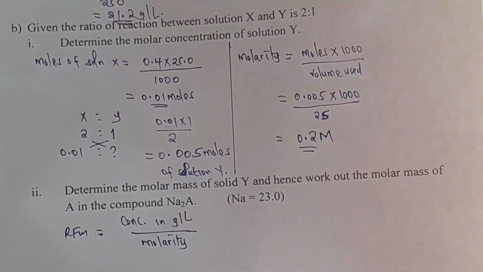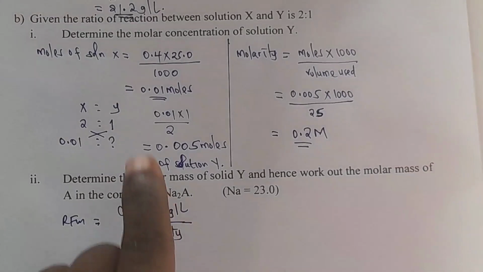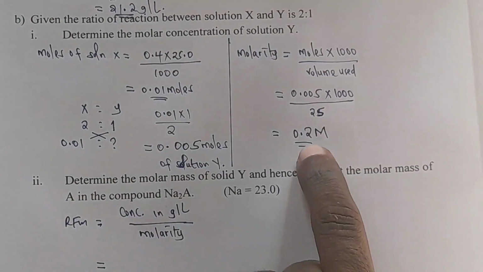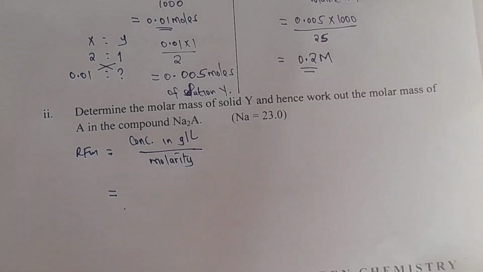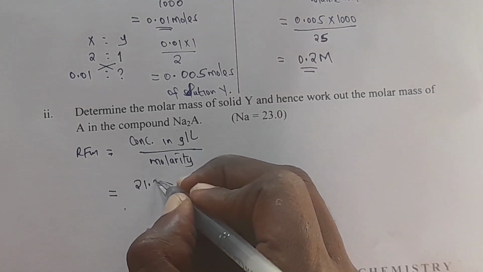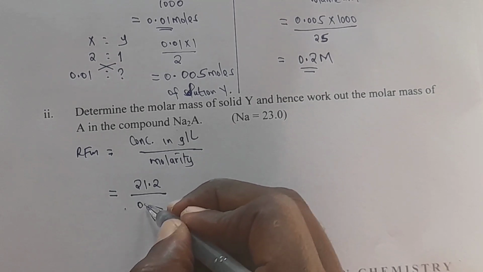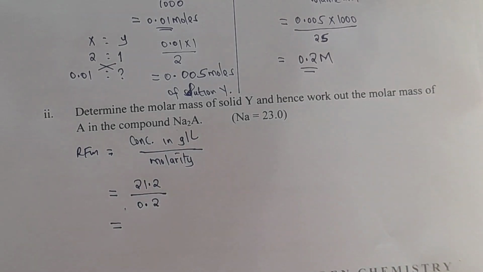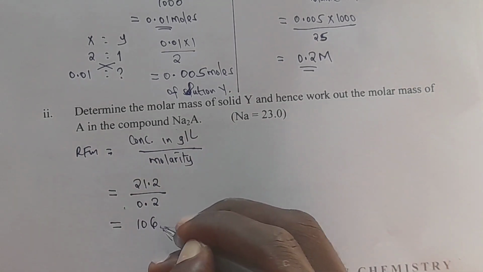So what about the molarity of solution Y? We have gotten the molarity of solution Y here. We were told determine the molar concentration of solution Y. We have gotten 0.2. So that means we can substitute our figures and we say RFM will be equal to 21.2, which is our concentration in grams per liter, over the molarity, which is 0.2. So here we are going to get RFM of 106.